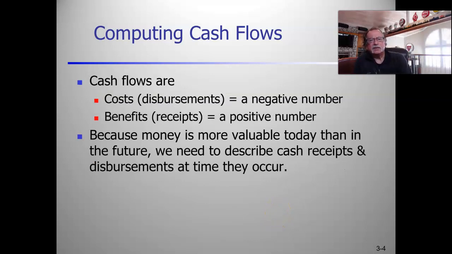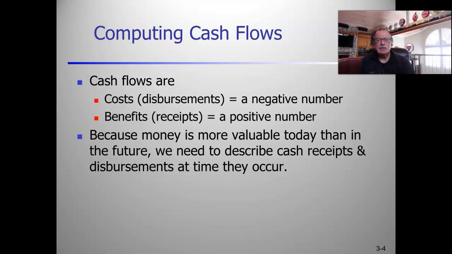Now let's talk about cash flows. Cash flows are costs. I can use them as disbursements. They're a negative number. You can think of them as cost of goods sold, the costs on the income statement that we talked about. And then there's receipts. And so costs are a negative number, benefits or receipts are a positive number. And you can think of benefits as revenues, sales, those types of things on a macro scale. But on a smaller scale, we just think about receipts.